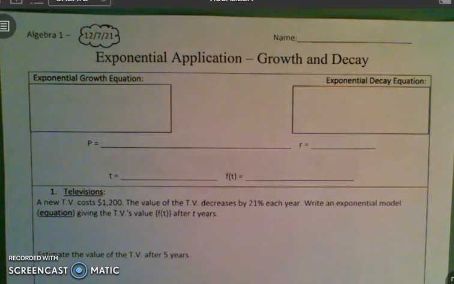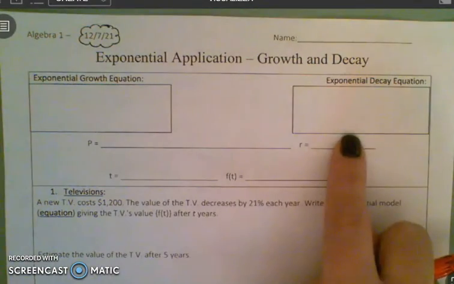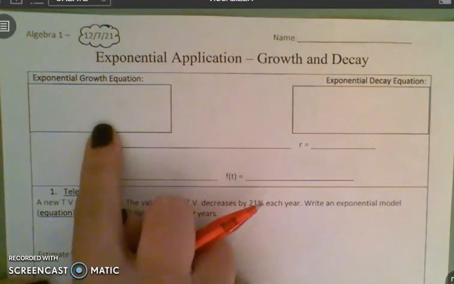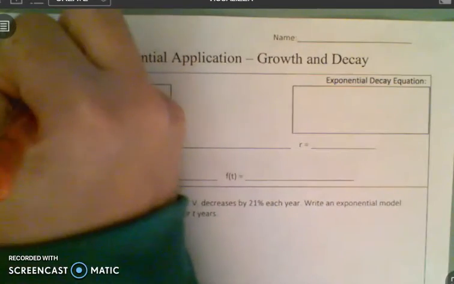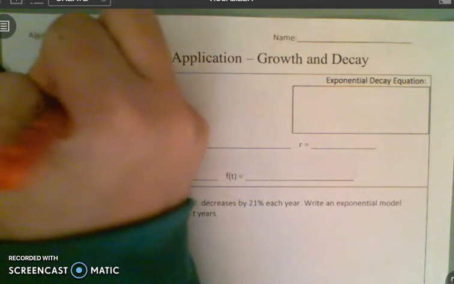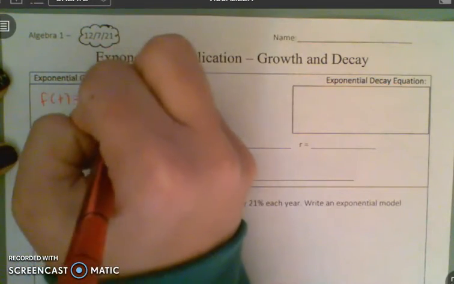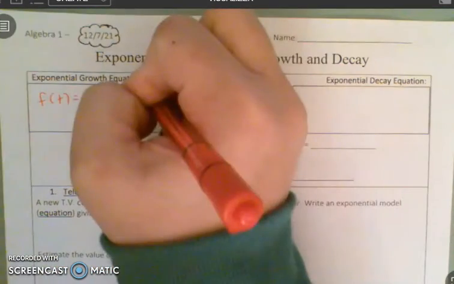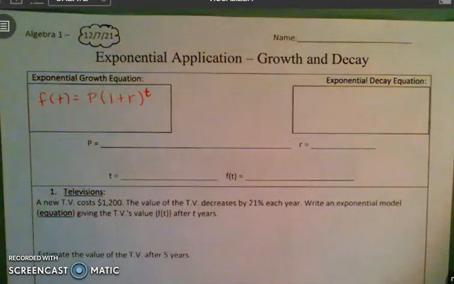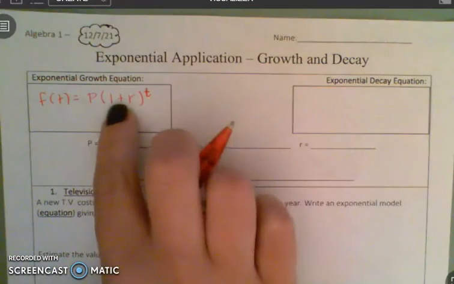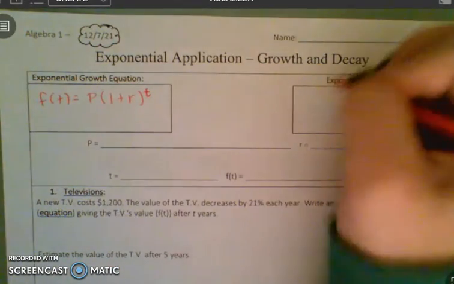So this video is about exponential application with growth and decay. The first things you have to know are the equations. If it's growth, it is going to be this equation: F of t equals P(1 plus r) to the t. So growth is going to be plus, and if it's decay, it's going to be minus.